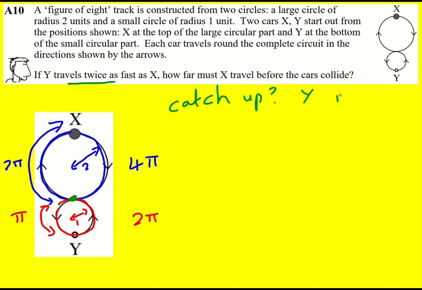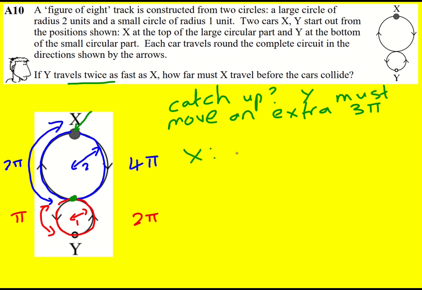So to catch up, y must move an extra 3 pi, because it's got its starting point, it's got to get along pi and another 2 pi to get to where x was. Okay, x is going to be moving as well, but y is going to have to move that amount too.